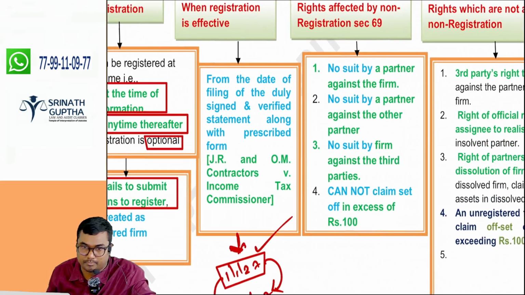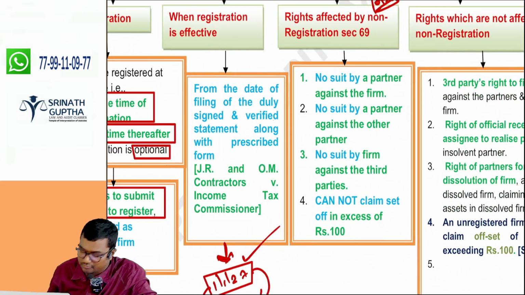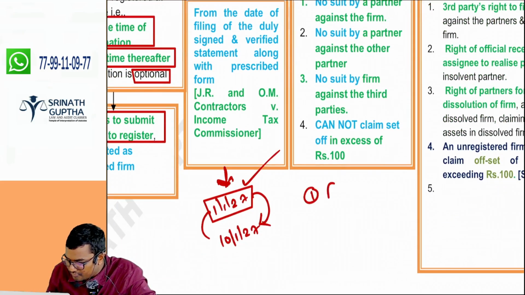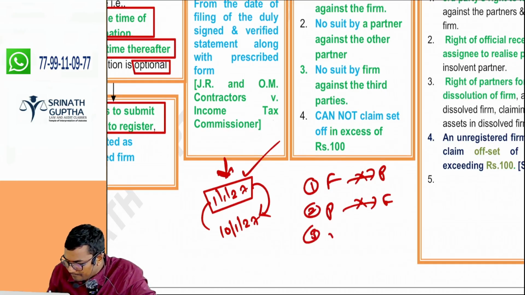Next one is very, very important, 10 stars. Effects of non-registration of the firm. If the firm is not registered: the firm cannot sue a partner, a partner cannot sue the firm, and a partner cannot sue another partner.